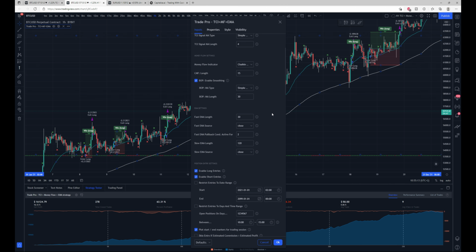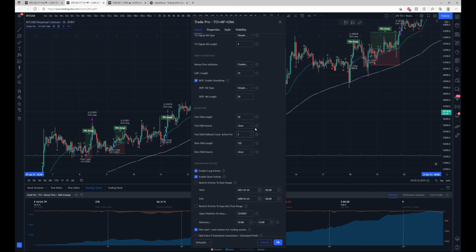Then there's the EMA settings. So for your slow moving average, right now I have it set at 120. The default is 200, and that just determines the trend direction. And then you have your fast EMA length, which the price needs to pull back into before it can think about taking an entry. I have it set to 30.